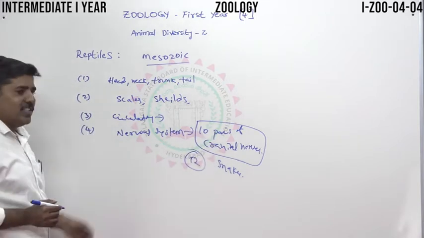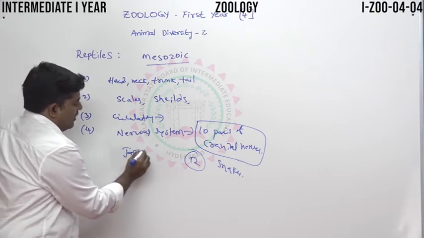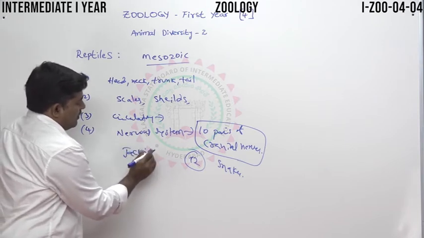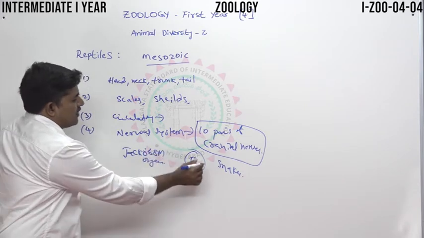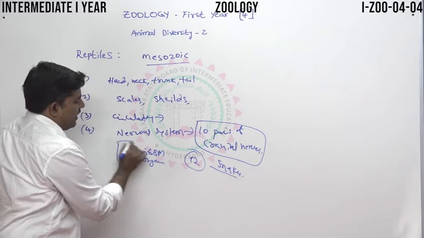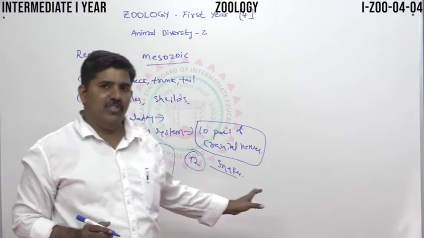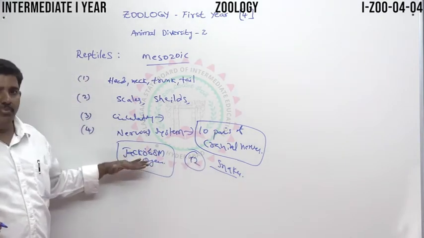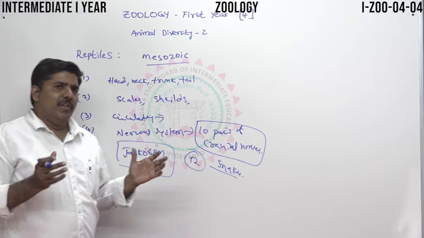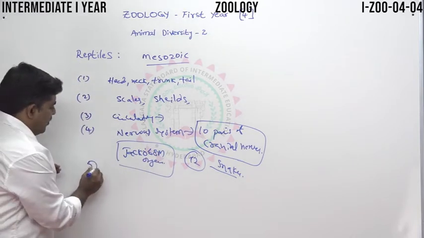And the sensory organs: Jacobson's organs. Jacobson's organs are located in the snakes. This is a very important sensory organ to detect smell in snakes. So this is the special feature of the snakes, called Jacobson's organs. Then the skull. The skull is called monocondylic.